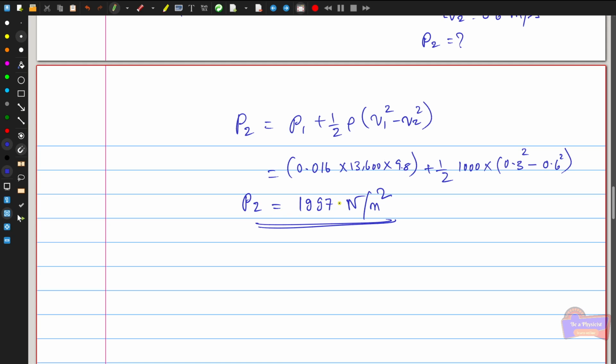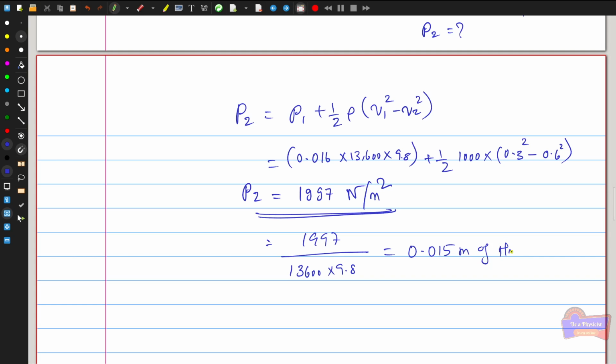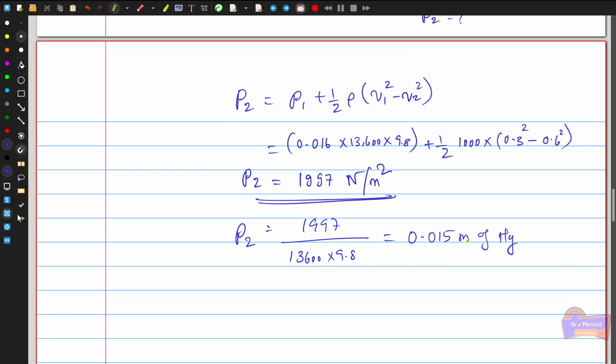Suppose you want to convert the pressure from Newton per meter squared to meters of Hg, that is mercury. Then I can take the value 1997 divided by 13,600 into 9.8, which will be equal to 0.015 meter of Hg. So the pressure at point P2 is 0.015 meter of Hg.